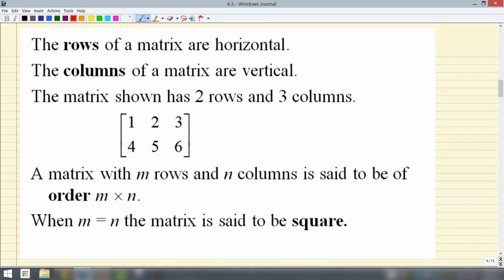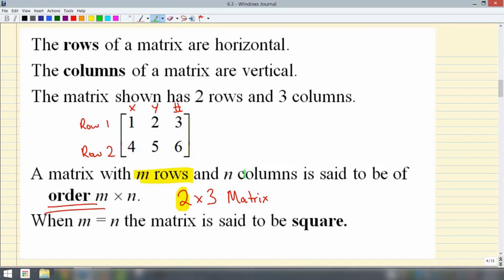The rows of the matrices are horizontal. So this is row 1, which is really equation number 1. And this is row 2, which is really equation number 2. And the columns are vertical: x, y, and the number. This matrix has 2 rows and 3 columns. And so when you talk about the order of the matrix, you would say this is a 2 by 3 matrix. You always list the rows first, followed by the columns. This little x does not mean multiply. It means 2 by 3.